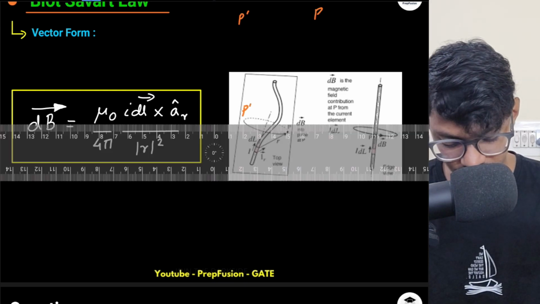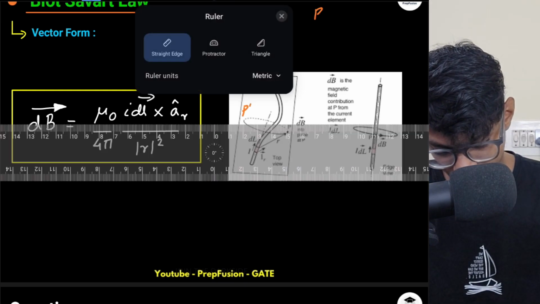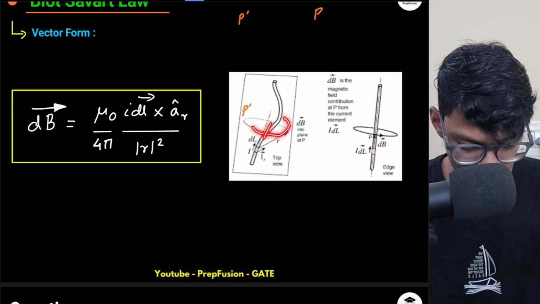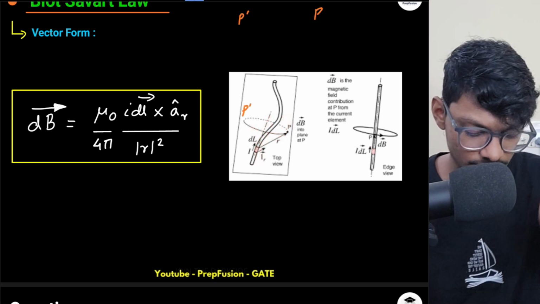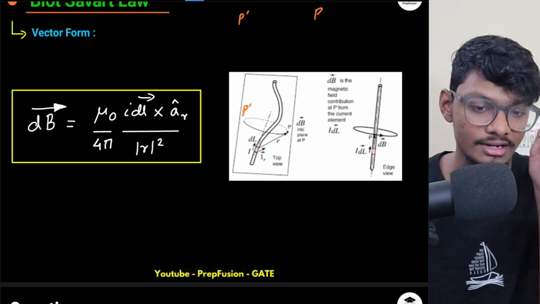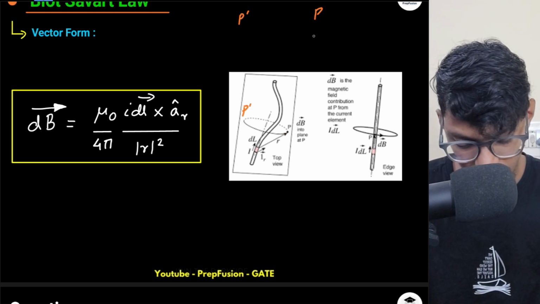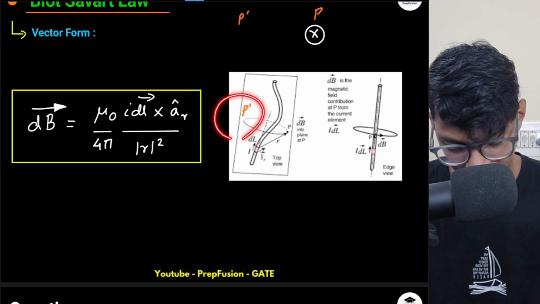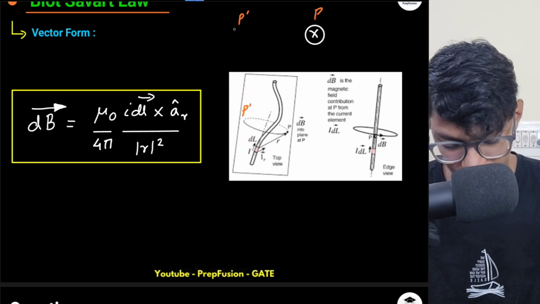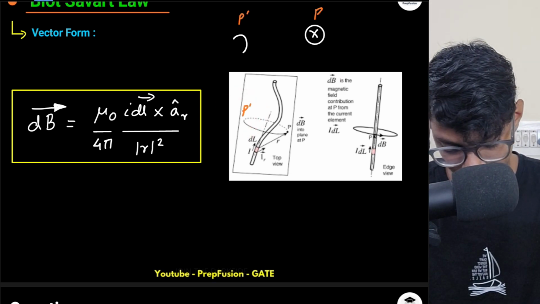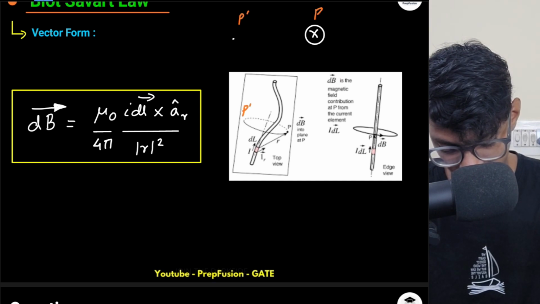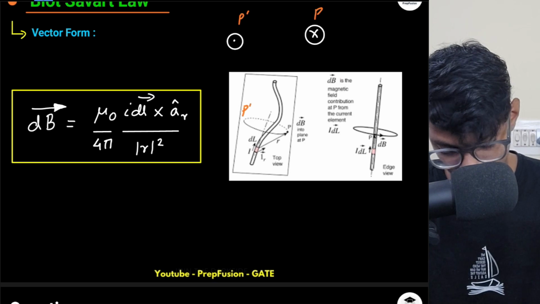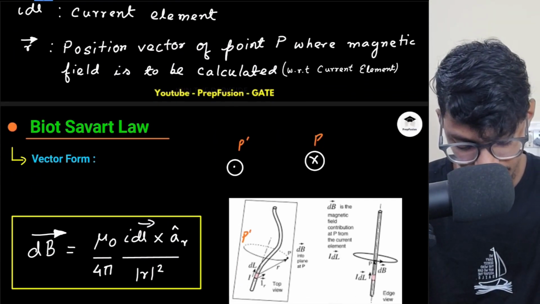So for P dash, I can observe, if the current is flowing like this and I curl my fingers, at point P it is going into the plane, so it will simply be a cross sign. And at point P dash it is coming out of the plane, so it will simply be a dot sign. This type of convention you have to keep in mind. These are a few simple things that I wanted to say.